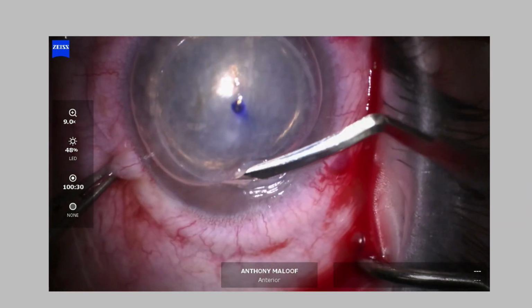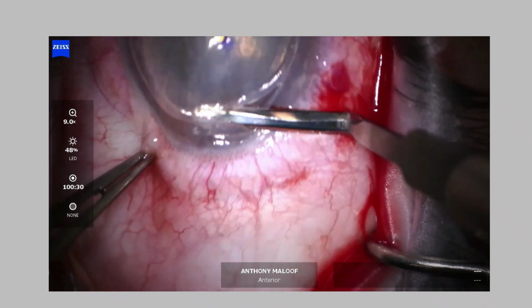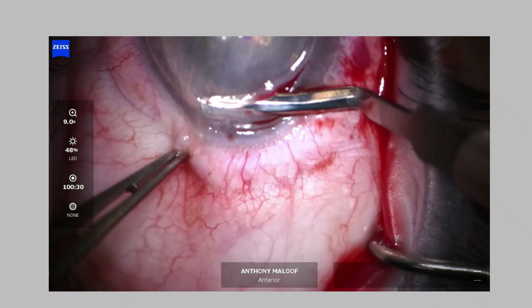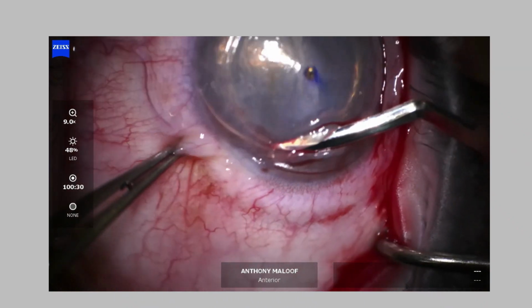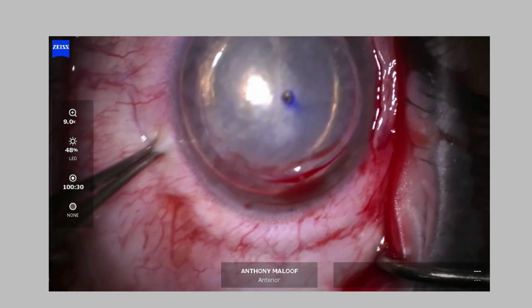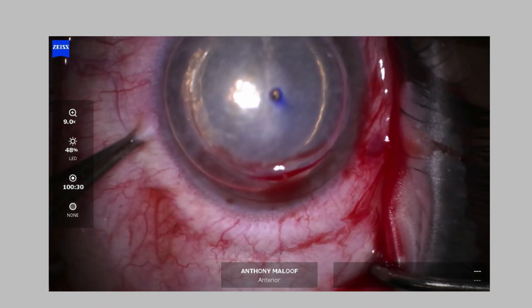I move on to the second dissector. It looks a bit vigorous, but in fact it's not. And once you find it, it slips right through. Now I'm not in my final plane. However, under direct vision it's easy to find that.